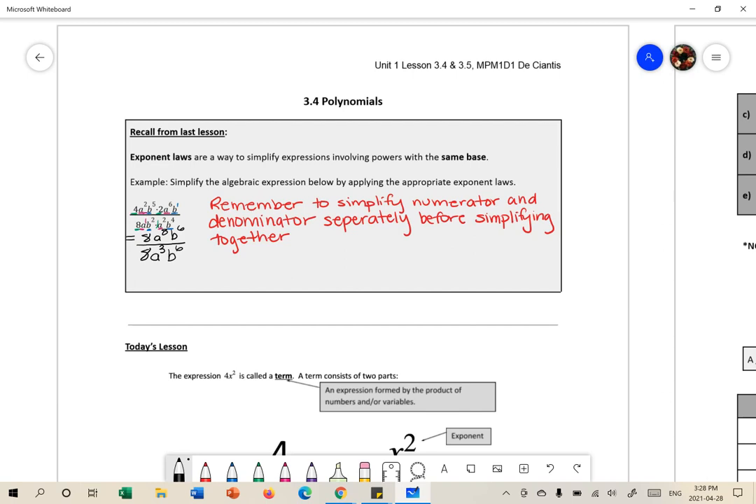Now I can simplify my numerator and denominator together. My coefficients will cancel each other out. 8 divided by 8 is 1, and I don't need to write the coefficient when it's a 1. What will also cancel each other out are the b factors. So what I'm left with is just my a factors. So remember, this is division, so I'm going to subtract my exponents. Base a, exponent 5.